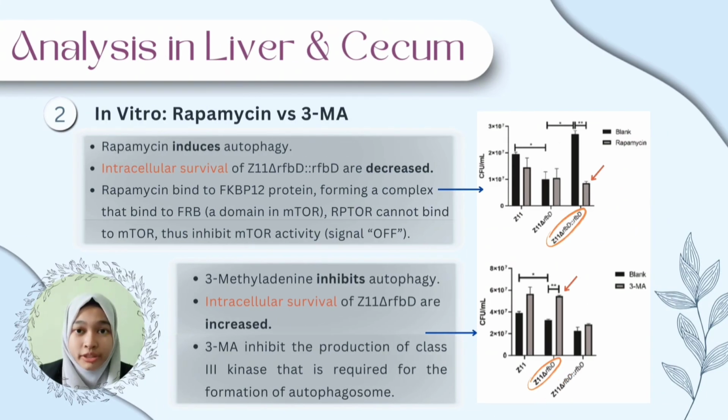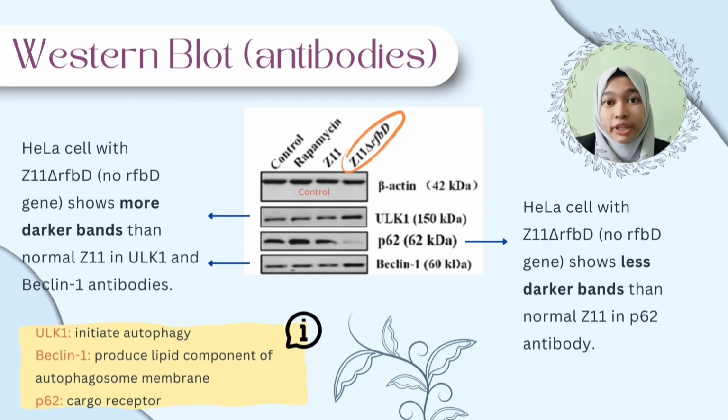For the in vitro method, rapamycin, an autophagy inducer, binds to FKBP12 protein, interfering with mTOR signaling and stimulating autophagy. Conversely, 3-methyladenine, an autophagy inhibitor, blocks the initiation of autophagosome formation. Western blot analysis reveals that the absence of the RfbD gene leads to increased expression of ULK1 and Beclin1, key autophagy-related proteins, while decreasing the levels of p62, which helps in cargo degradation.